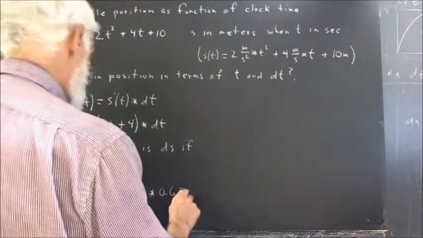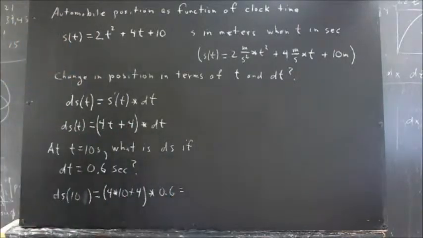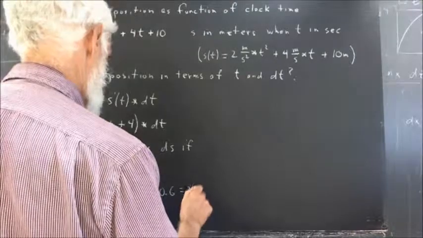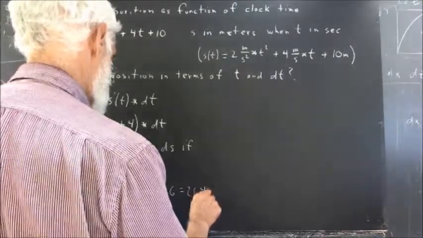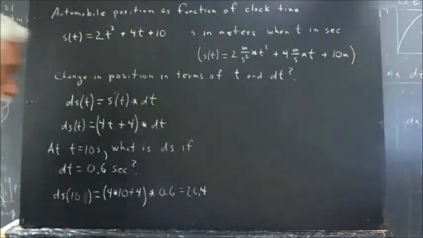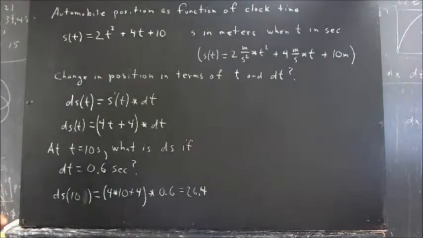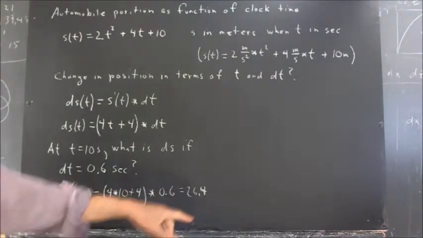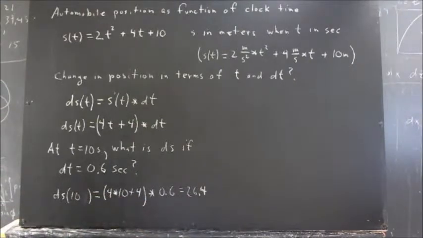And if we do that, we get 44. 44 times 6 is 264, so that's 26.4. And that's going to mean 26.4 meters, as we could verify if we got a little bit more specific about our units. Okay, so it means we're going to go 26.4 meters in that 0.6 of a second.